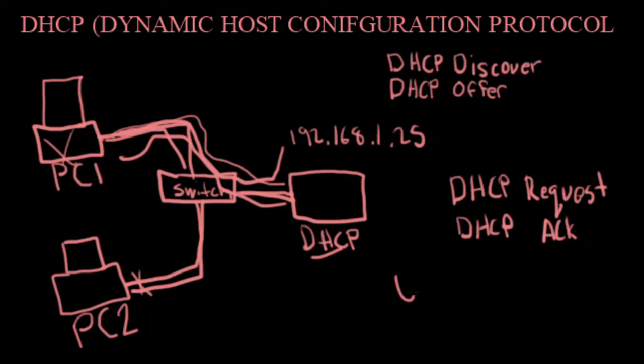DHCP uses UDP on ports 68 and 67, 68 for the clients and 67 for servers.